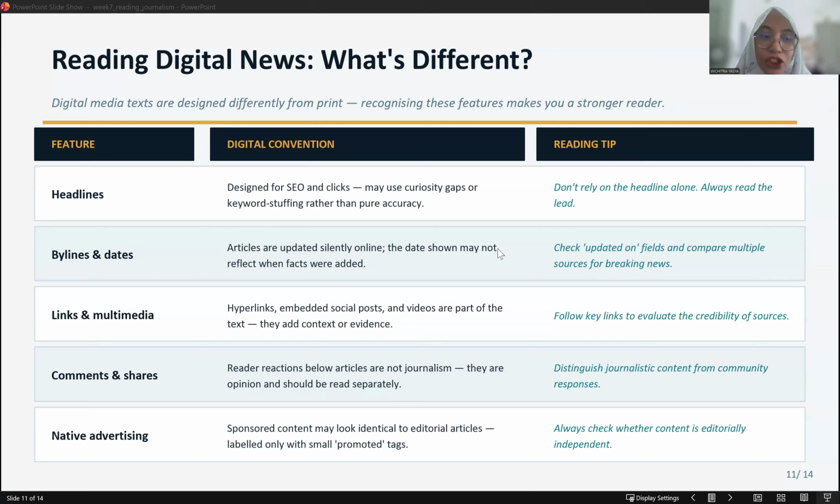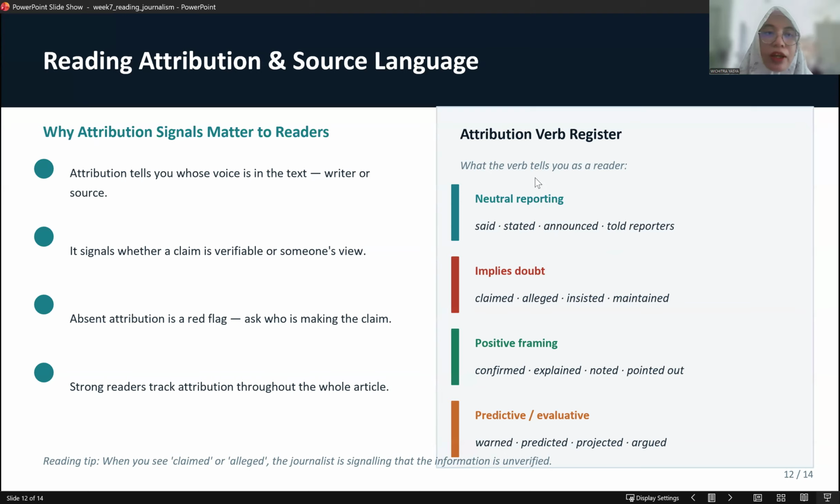And it features native advertising. Sponsored content may look identical to editorial articles, labeled only with a small promoted tag. So always check whether the content is editorially independent or whether it is an article, an advertising, ya, atau iklan terselubung. Okay. And you need to know about reading attribution and source language.